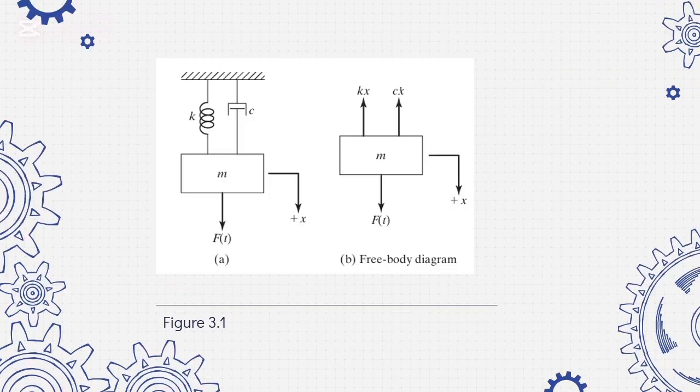Here, as we see in figure 3.1, it's a spring mass damper system. This figure shows a spring mass damper system where a mass is connected to a spring and a damper. When an external force, as we see f of t, is applied, the system responds according to the equation as we said before, m x double dot plus c x dot plus k x is equal to f of t. The free body diagram highlights the forces acting on the mass, which are the restoring force from the spring, the damping resistance, and the applied force.